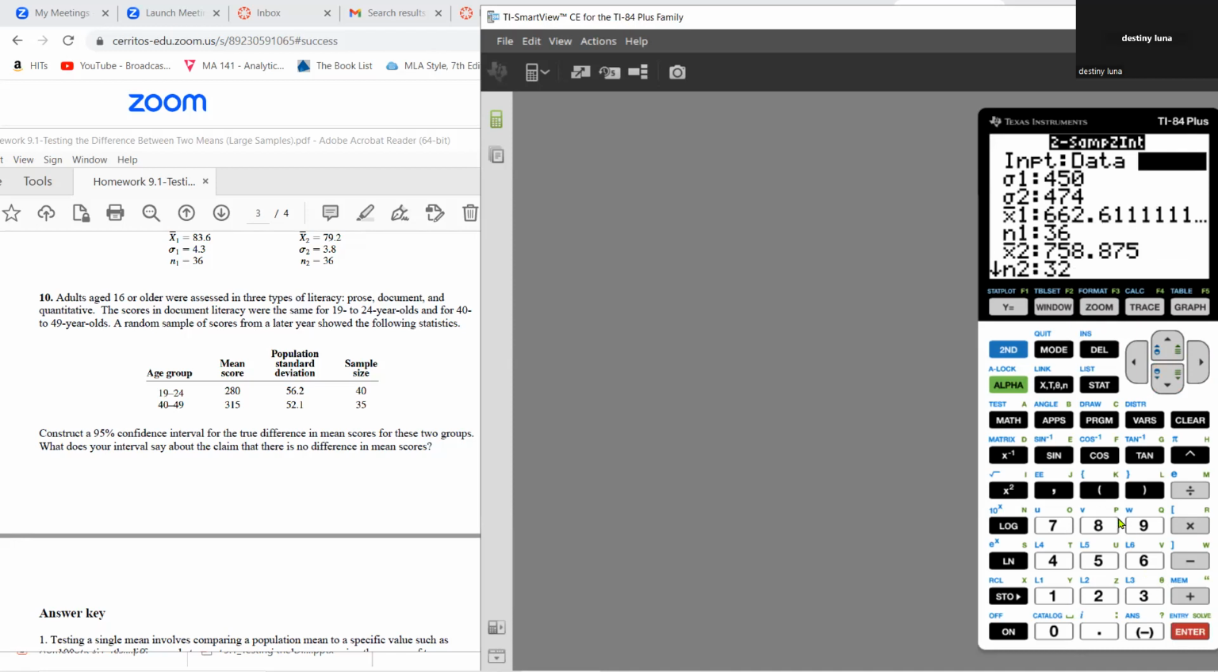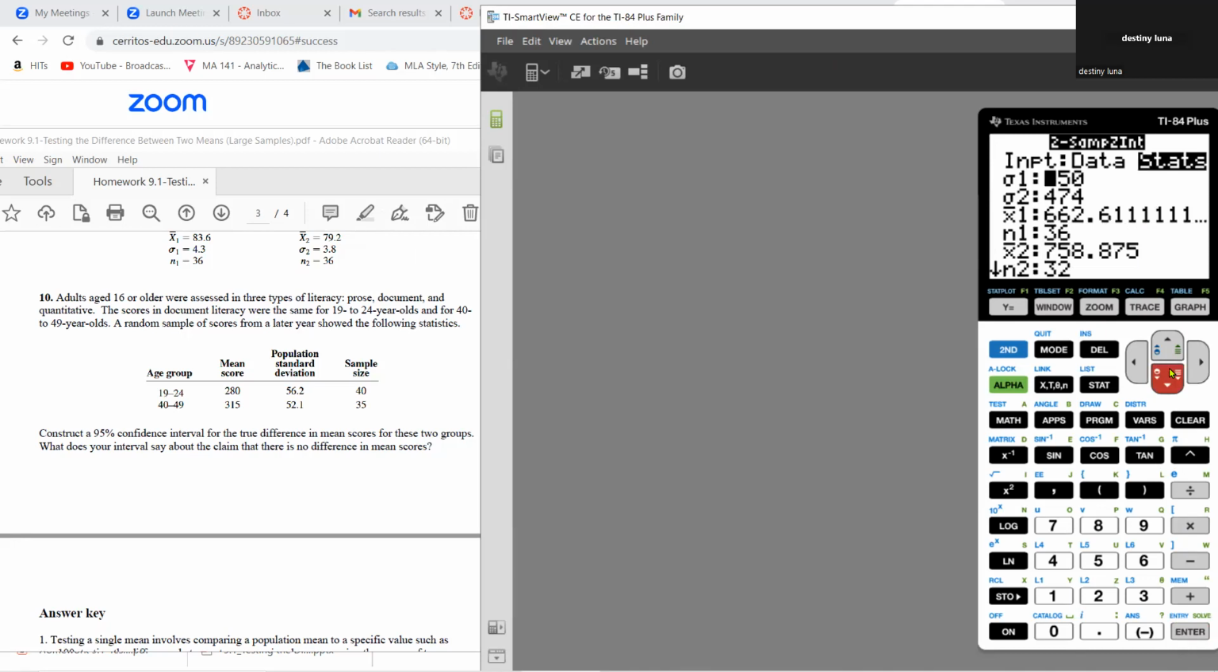And then we have a choice. Are we using data? Data would be those lists of numbers like we saw with number 3. Or do we have what we call the summary statistics? These are summary statistics. So we're using stats. Go to stats, make sure it's highlighted, hit enter, and then just enter the data that she gives you.